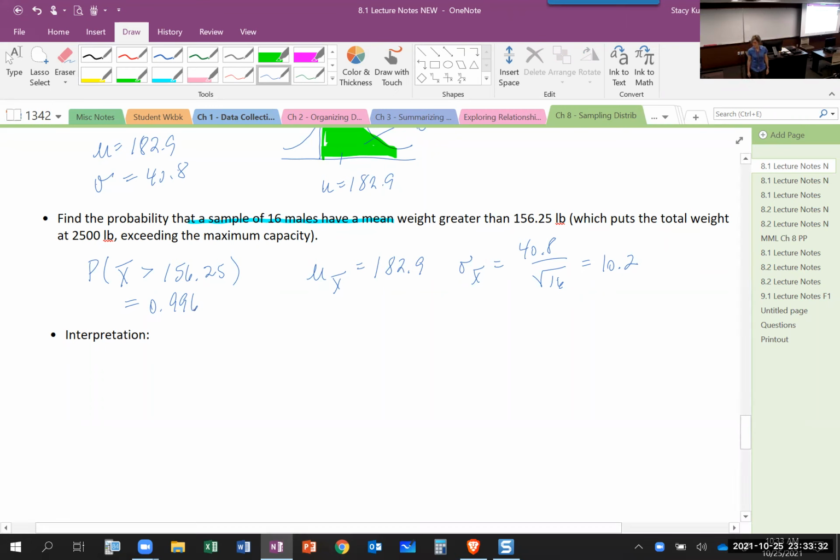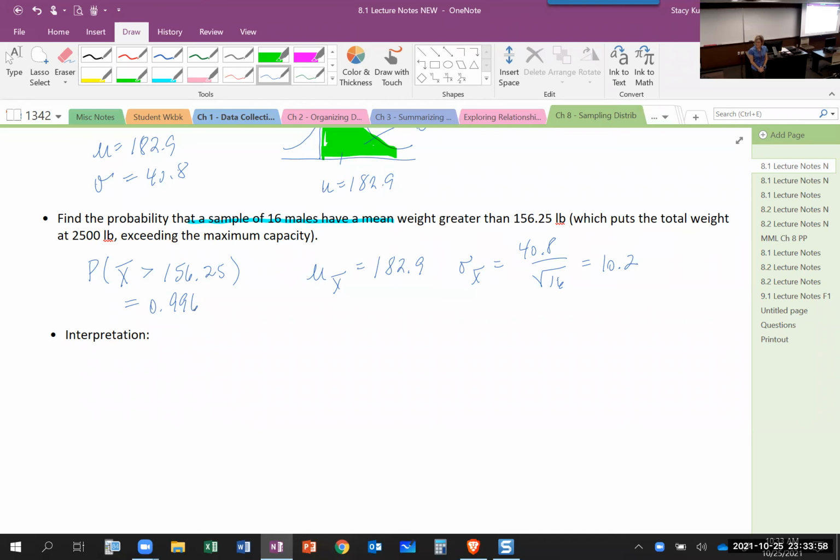99% probability that the average weight of 16 men is greater than 156.25, right? So when that elevator door opens up and there's 16 men standing right there, you're going to go, nope, not getting on that thing. It's going to crash to the bottom if we get on it, right?